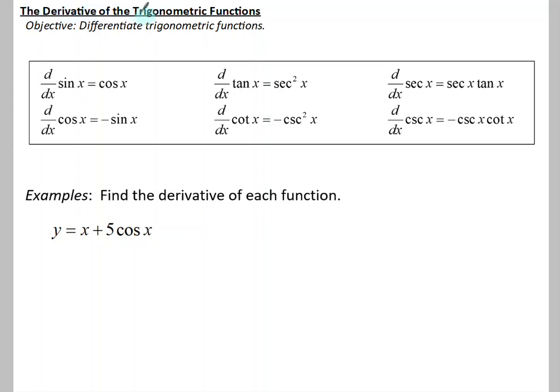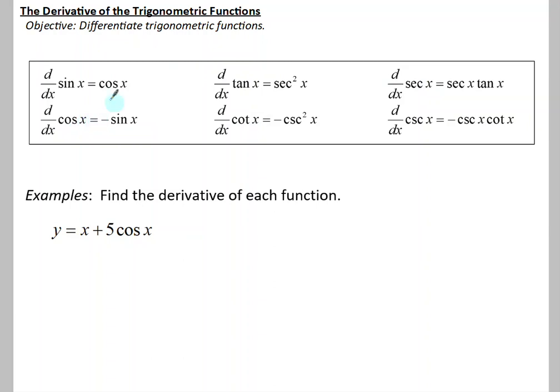The derivative of the trigonometric functions. Our objective in this lesson is to differentiate trigonometric functions. These are the derivatives of the 6 trigonometric functions. Memorize these. You will need to know them like the back of your hand, like the unit circle.